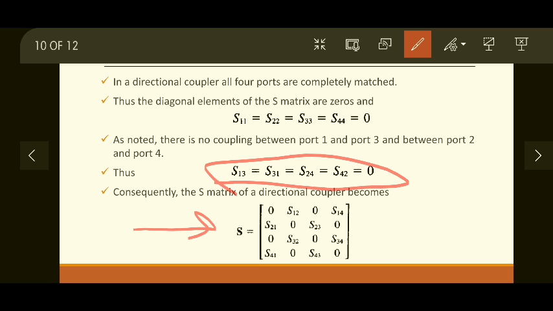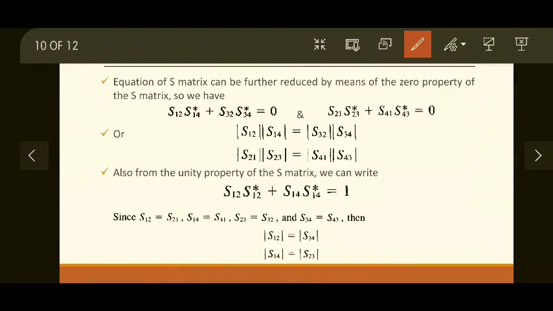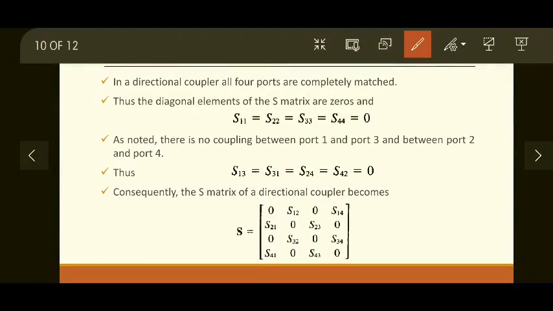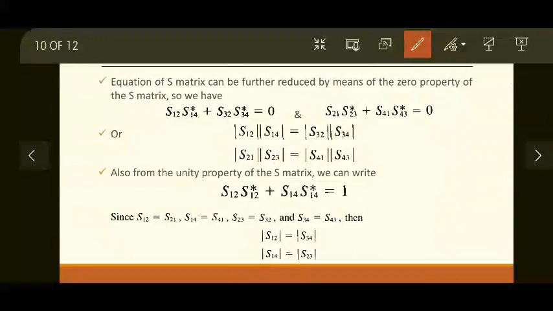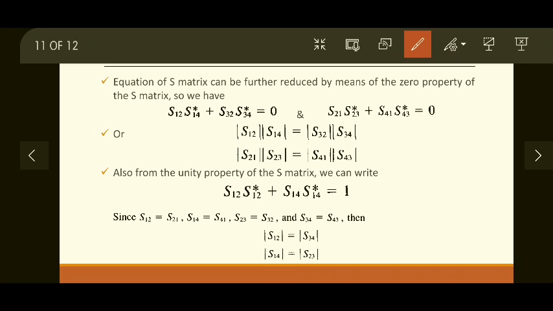We can further reduce this. Let's see how to reduce this matrix. Now if you observe, there are 4 ports in this, so because of 4 ports, the matrix is of size 4 by 4. Let's see how to reduce this. The equation of the S matrix can be further reduced by the properties of the S matrix, considering the first property, that is the zero property. So what does the zero property say?